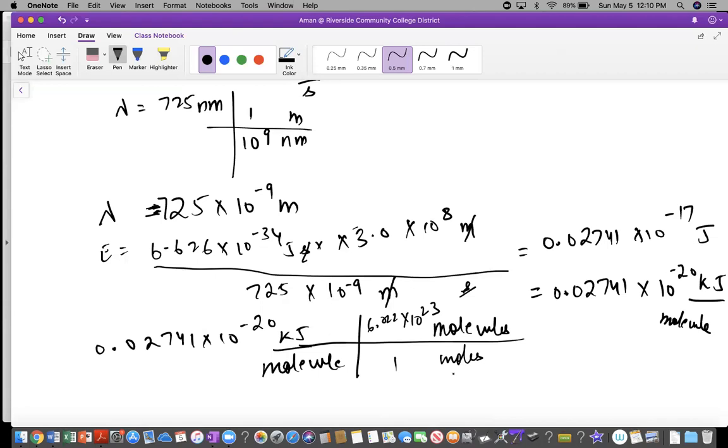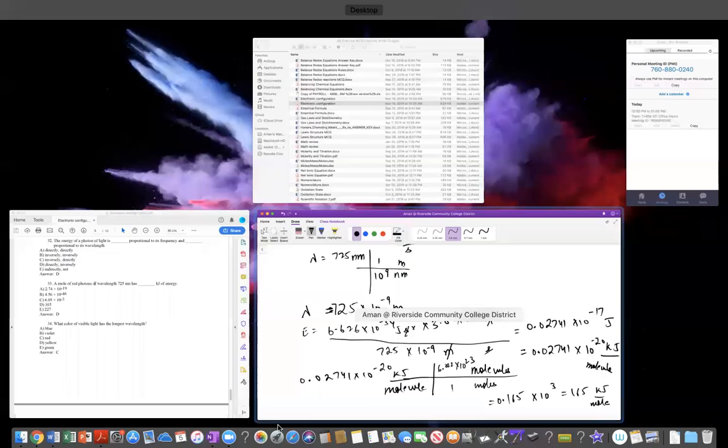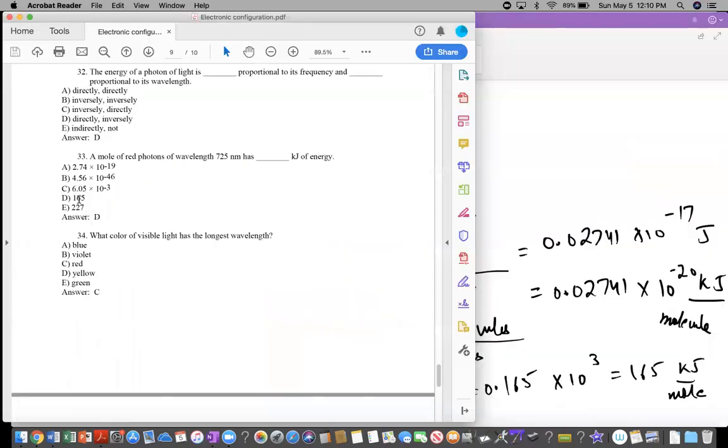It's 0.1650. 0.165 times 10 to the power 3. So this answer is 165, right? Yeah. 5 kilojoules, and that's the answer, right? Yeah, it is. Okay. 165 kilojoules per mole. And that's what we see.